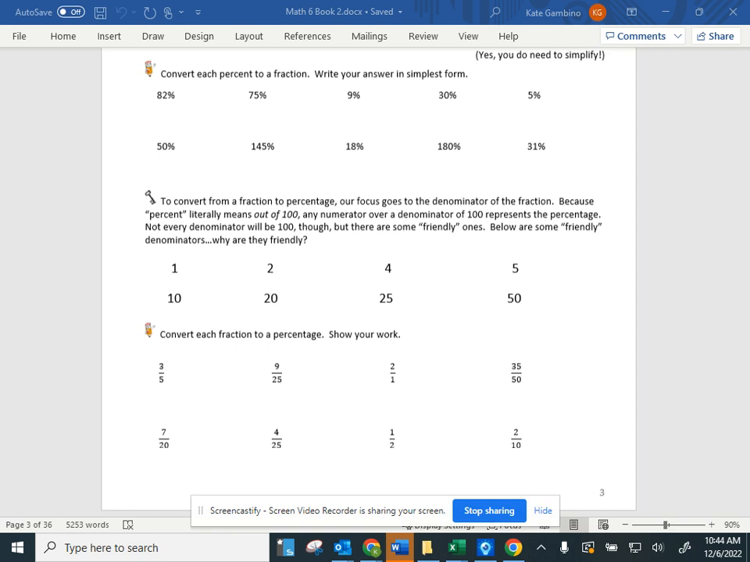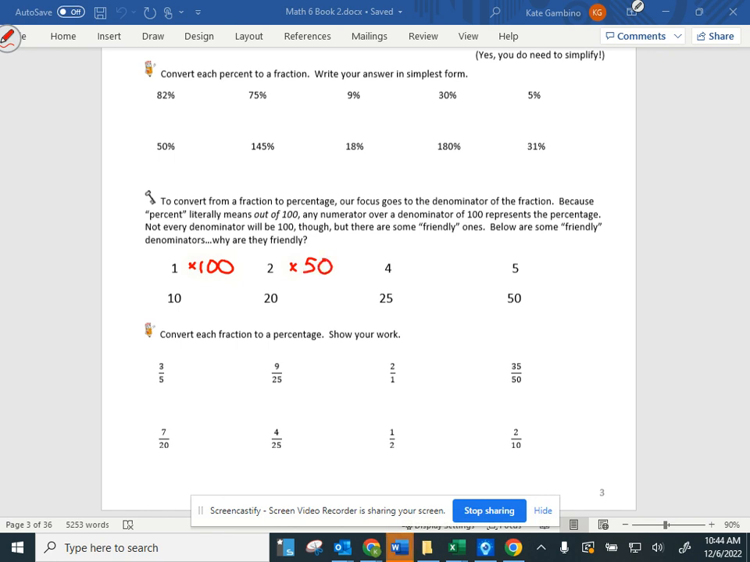Look at these numbers that are written as friendly denominators. Why do you think those are friendly, James? They're all factors of 100. Because they are all factors of 100, we can multiply them all up to get to 100. What do we multiply 1 by to get to 100? 100. What do we multiply 2 by?